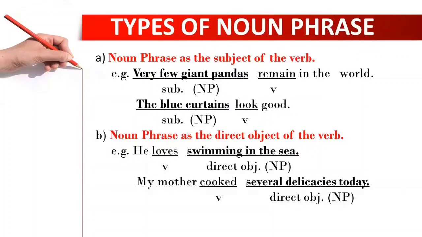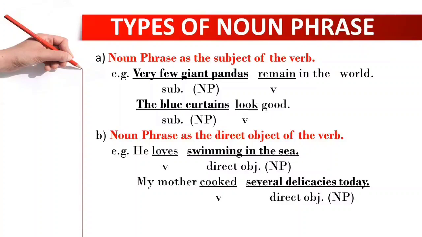Types of noun phrase. Noun phrase can act as the subject of the verb. We get the subject of the verb by asking who or what to the verb. For example, very few giant pandas remain in the world. Here, when we ask the question, what remain in the world, the answer is very few giant pandas. So, very few giant pandas is noun phrase and it acts as the subject of the verb remain.